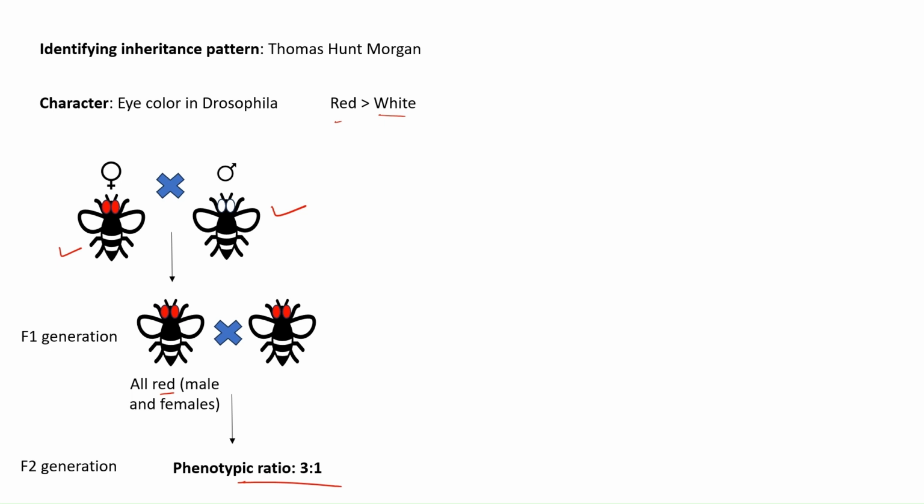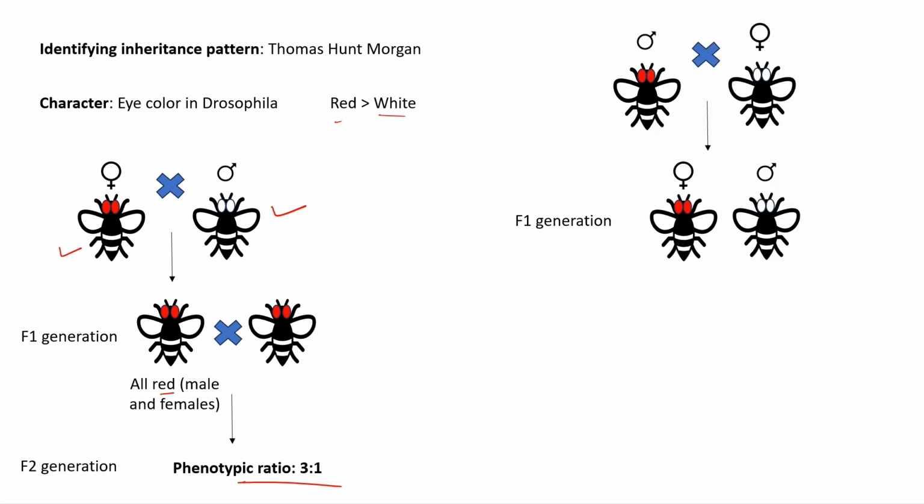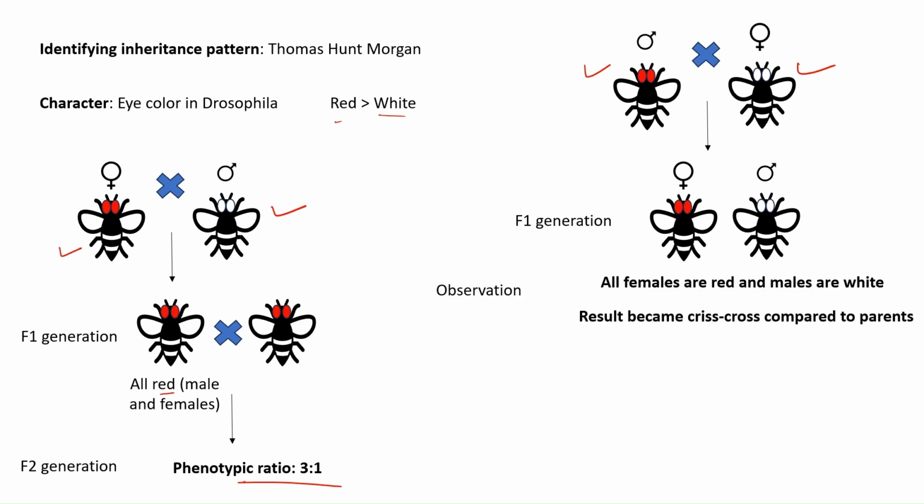Now, what he did, he interchanged the characters. This time, he crossed a red-eyed male with a white-eyed female. In the F1 generation, he observed a combination of red and white-eyed Drosophila. But an important observation was that all the females are red and males are white. So the result became crisscross compared to the parents.